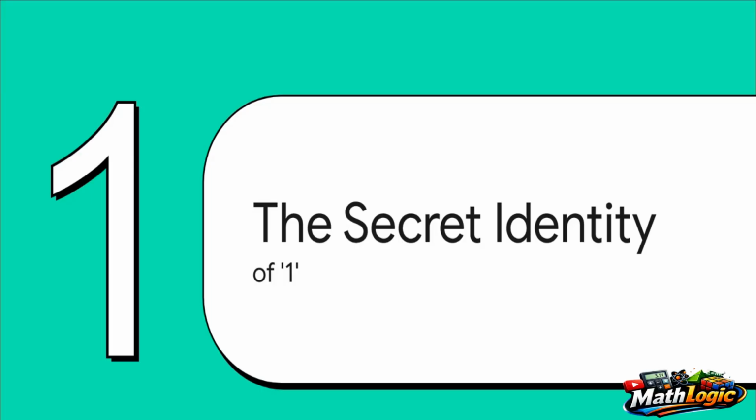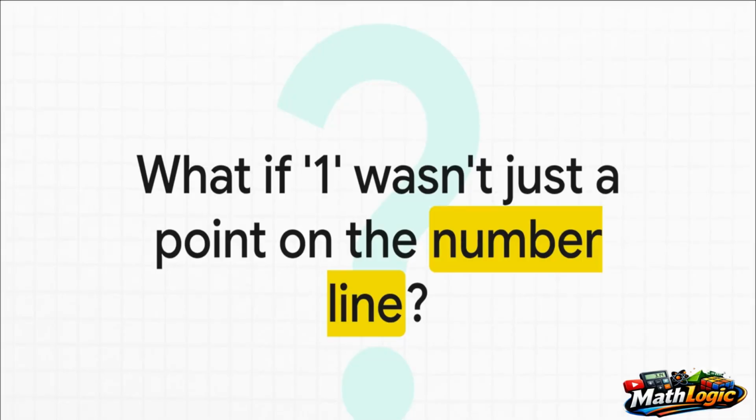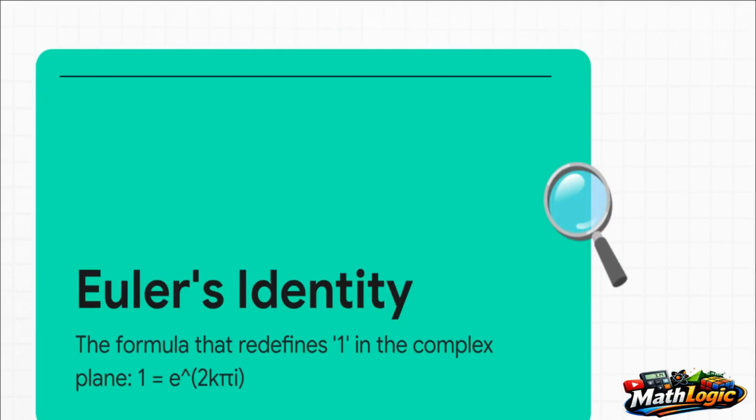Okay, so let's talk about this secret identity of the number 1. Let's stretch our brains a little bit. What if 1 isn't just that one little tick mark on the number line between 0 and 2? What if it could exist somewhere else in a different kind of mathematical space? Well, the key to this whole puzzle is one of the most beautiful formulas in all of math. It's called Euler's identity, and it tells us that the number 1 can also be written as e to the power of 2kπi.